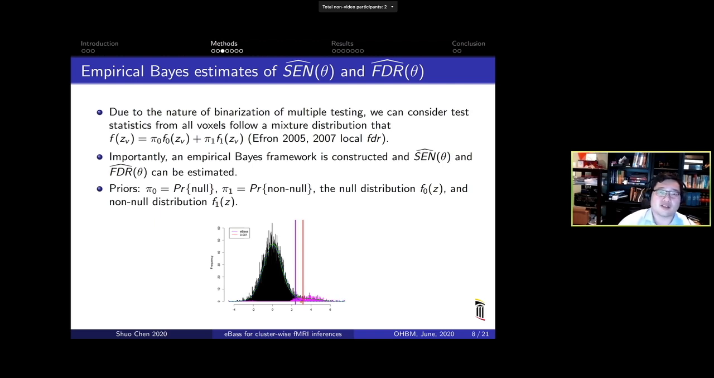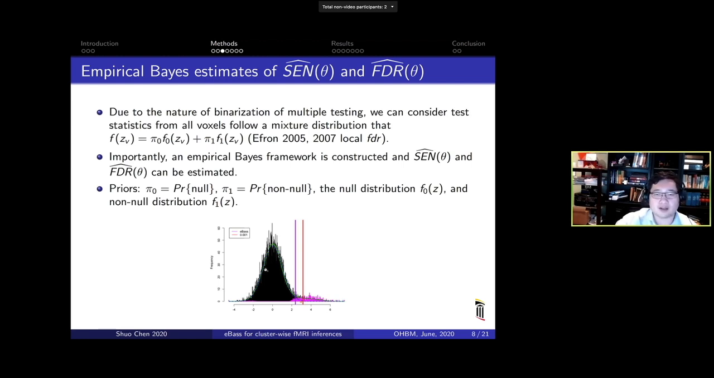Due to the nature of binarization in multiple tests, you set a voxel to 0 or to 1 by the screening procedure. We consider that the test statistics from all voxels follow a mixture distribution, specifically a two-component mixture distribution. For each voxel, the test statistic comes from a mixture distribution, with pi 0, f0, and pi 1, f1, where pi 0 and pi 1 are the priors. Pi 0 is the proportion of voxels coming from the null distribution, and pi 1 is the proportion of voxels coming from the non-null distribution. Usually, pi 0 is much greater than pi 1. For example, pi 1 equals 10% and pi 0 equals 90%. The null distribution is f0, and the non-null is f1.